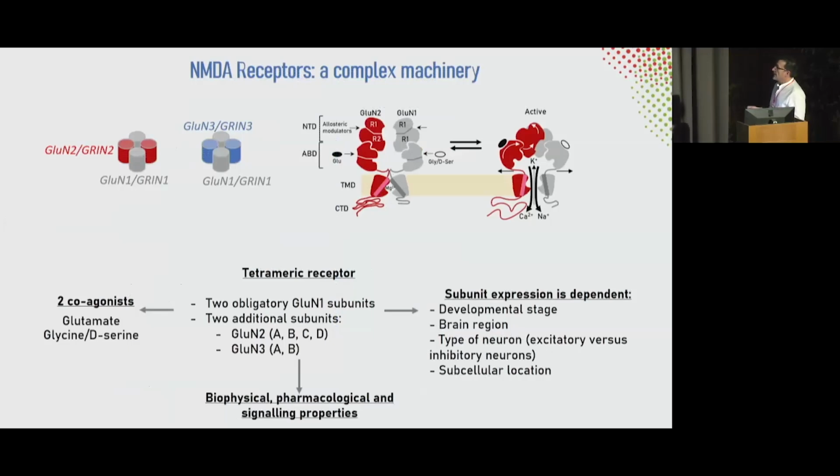we know that the NMDA receptor is a really complex machinery. It's a tetrameric receptor composed of two GLUN1 obligatory subunits and two additional subunits, GLUN2A, B, C, D, or GLUN3A/B. This receptor needs two agonists to be active, glutamate and glycine or D-serine, which is really key to activate the receptor. Glutamate can bind the GLUN2 subunit, and D-serine and glycine will bind the GLUN1 subunit.